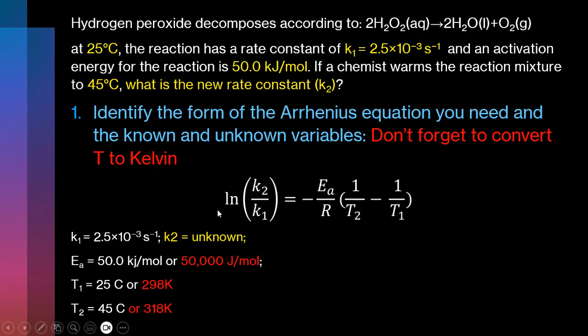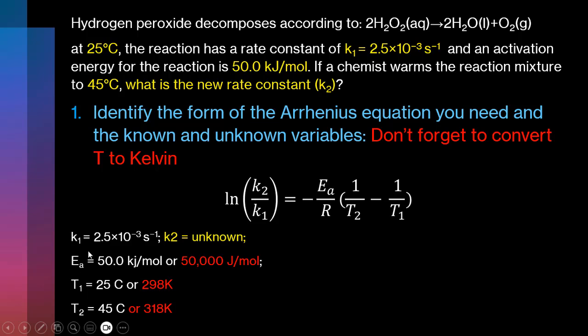We also need to identify which variable it is we're solving for and identify all of our known variables given to us in the equation. So k1 is given to us as 2.5 times 10 to the minus 3. k2 is the unknown. That's what we're trying to solve for.